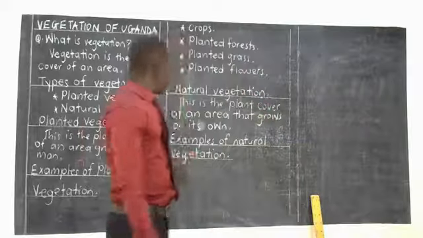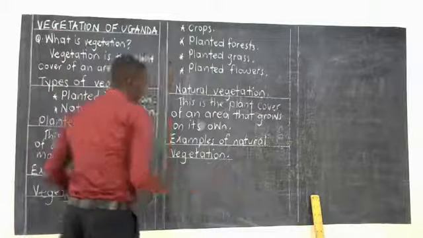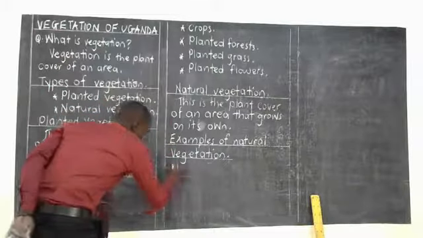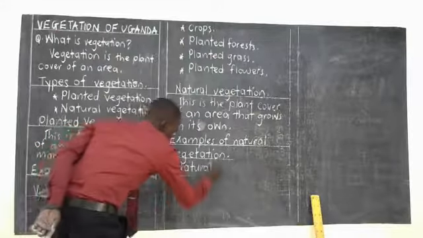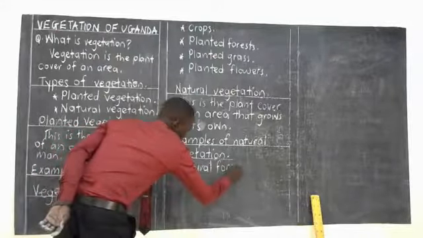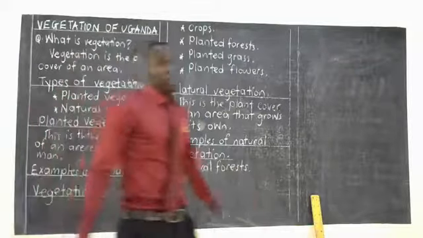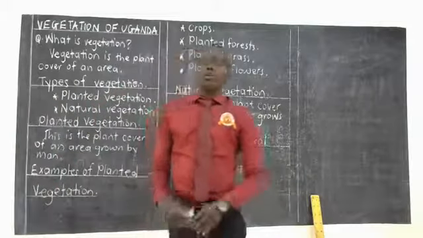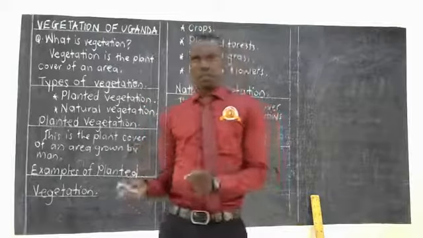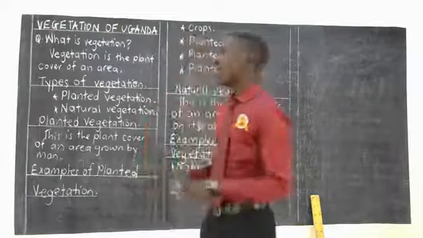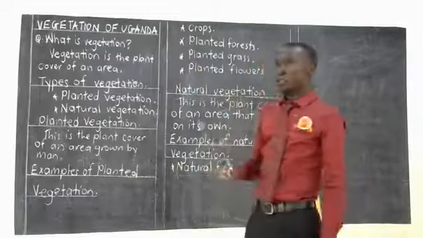Another example of natural vegetation is natural forests. Natural forests grow on their own. No one plants them. No man has influence over their growth. So we say they are natural vegetation.